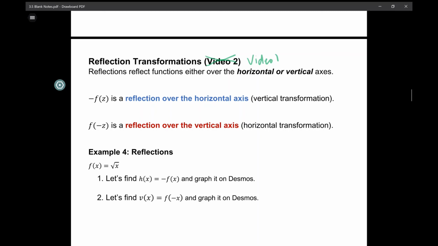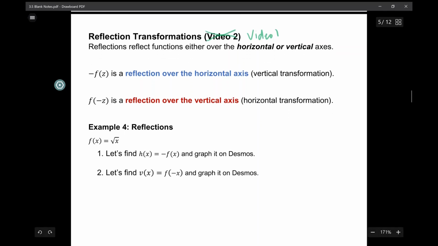So let's take a look at how this works out. We're going to look at the example f of x equals the square root of x. First, we're going to find minus f of x and call that function h of x, and we'll graph it on Desmos. And then we'll find v of x, and that's f of minus x, and find it on Desmos.